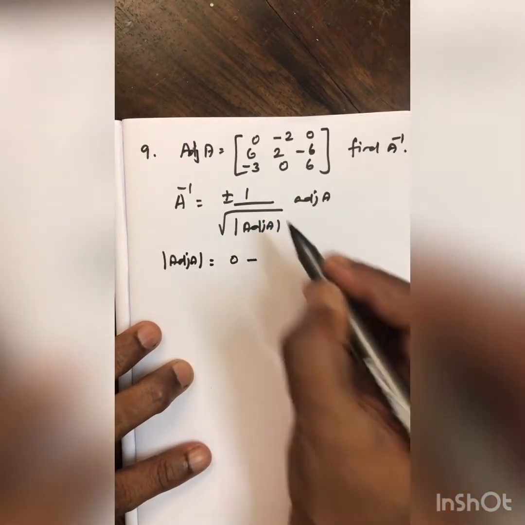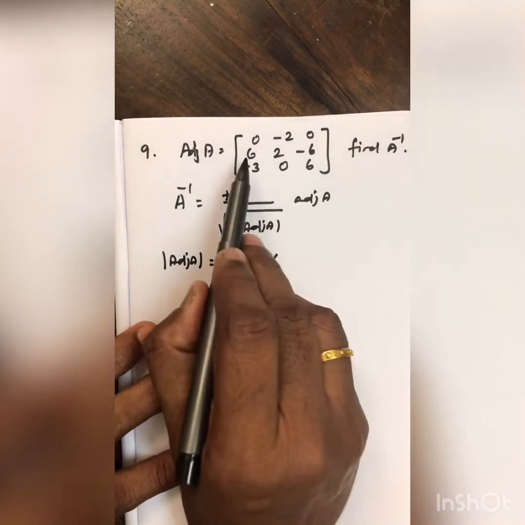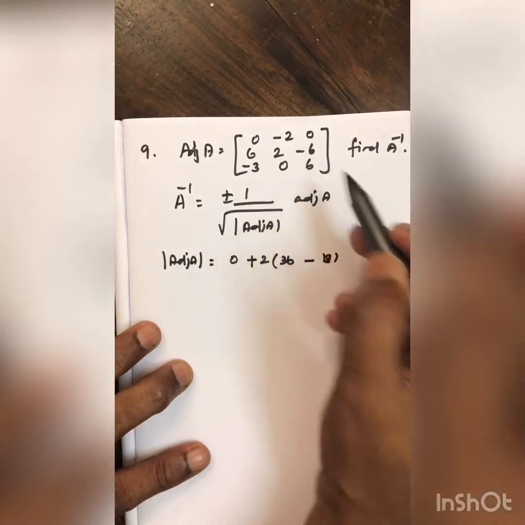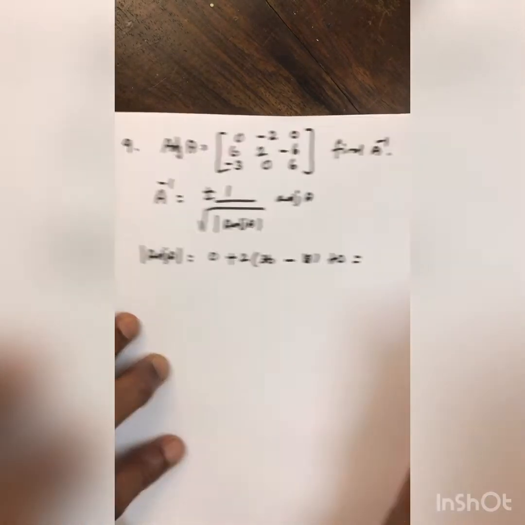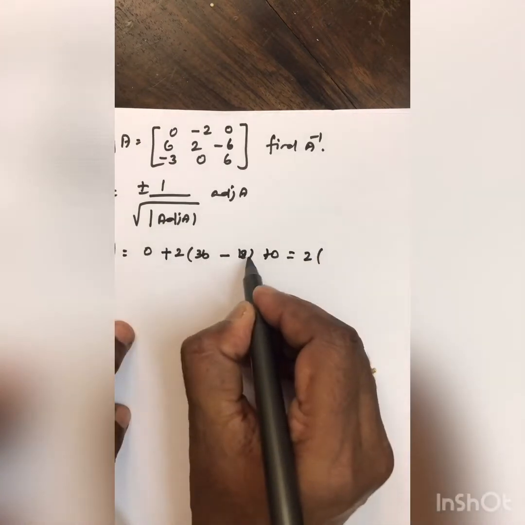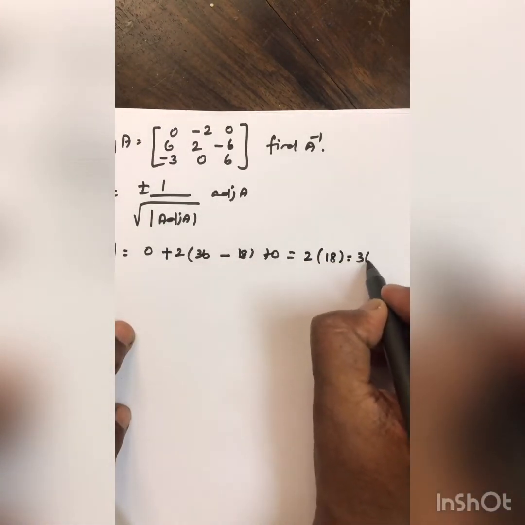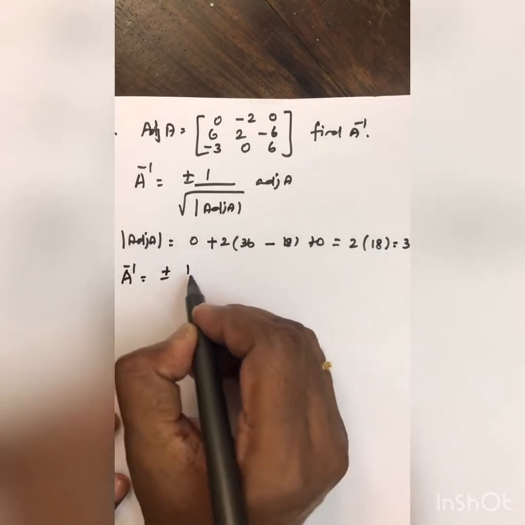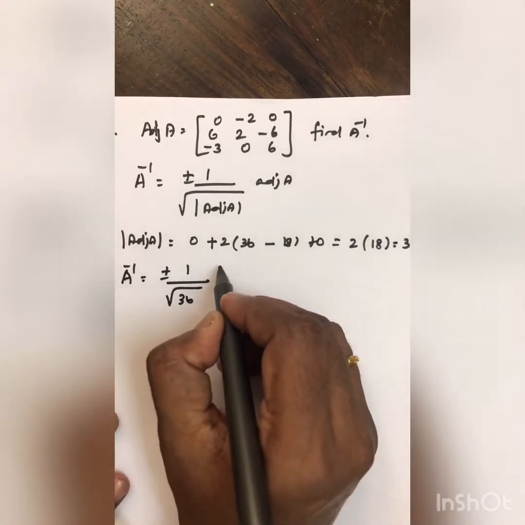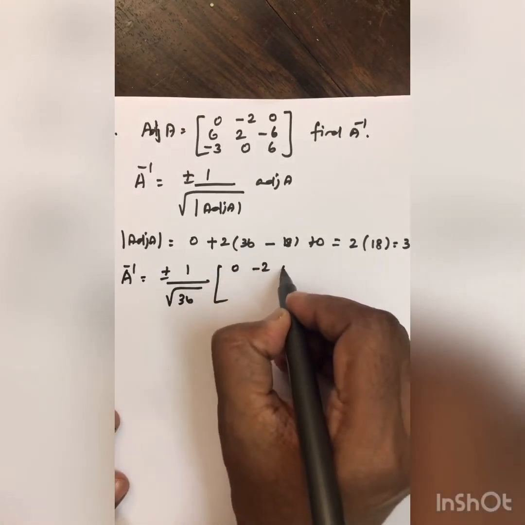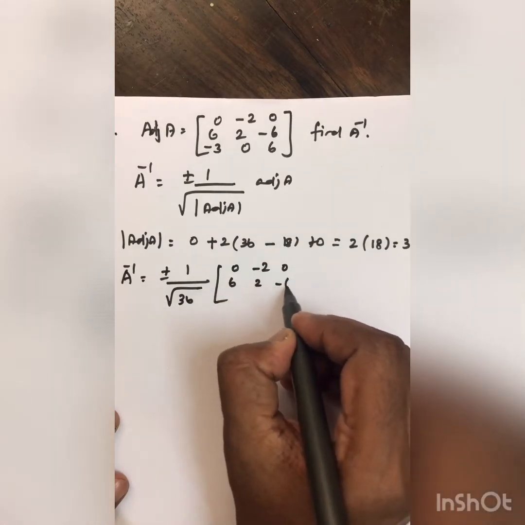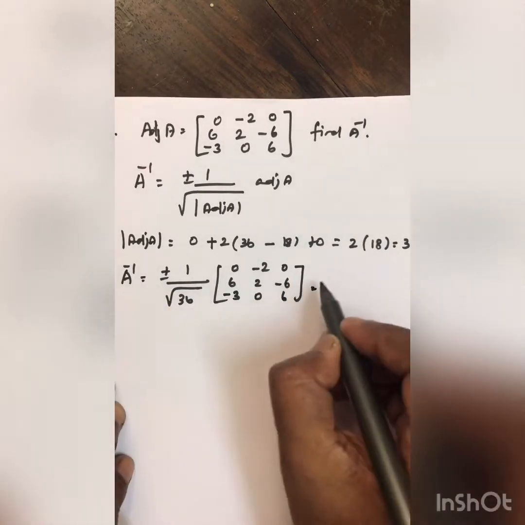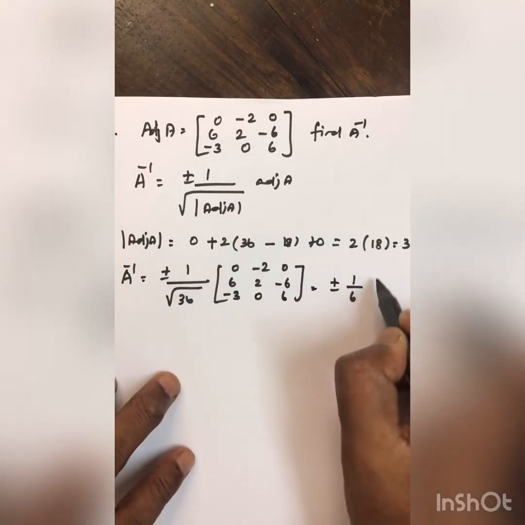Okay. Next, minus sign. Minus of minus, plus 2 into. This is 36 minus 18. Okay? Next entry is 0. So what do you have now? 2 into 36 minus 18 is 18. So it is 36. That's all. So therefore, A inverse is plus or minus 1 by root 36. Adjoint of A is already given. No need to do it again. So root of 36 will be 6. Okay. So plus or minus 1 by 6.